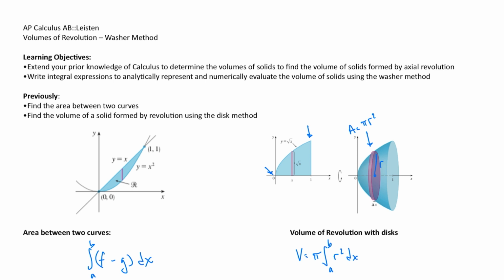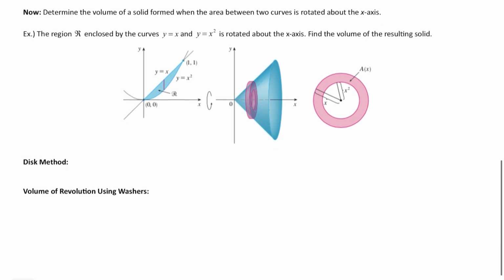We're going to take these two ideas and combine them into a single idea. What happens when we have this region, bounded by two curves, and that starts to spin about the x-axis? We're still going to have a volume of revolution, looking at what we have on the right, but part of this is going to be cut out and it's not going to be there. That's where we're going to have our washer method. So let's take a quick look at an example.